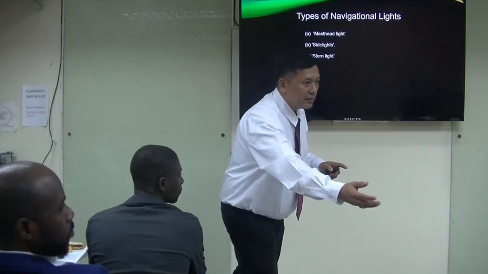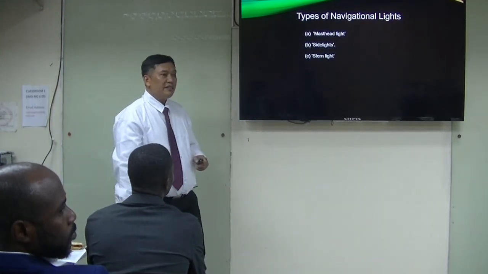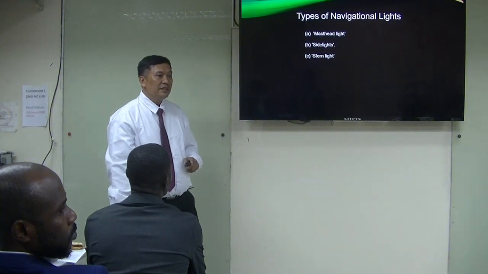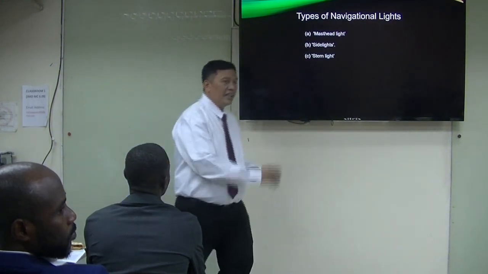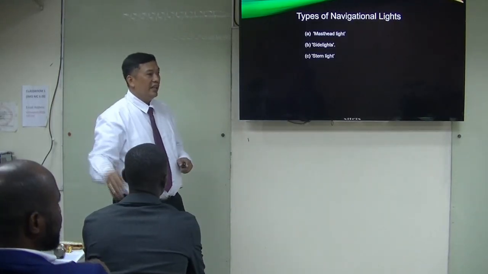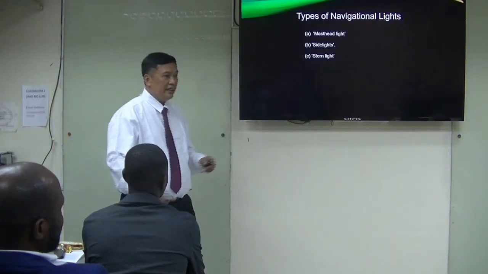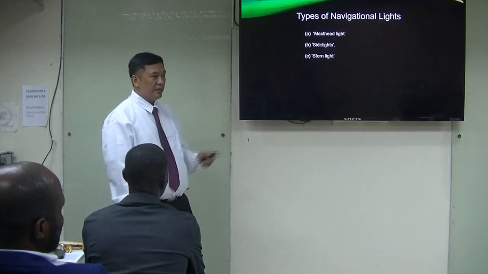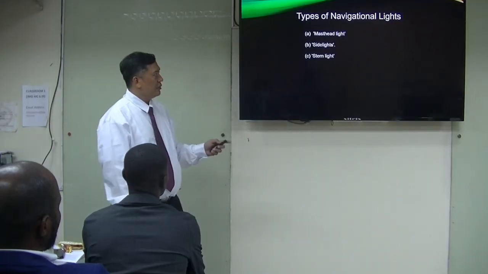Captain, can you tell about the stern light? Stern light is the light which is working on a stern. Stern light actually is placed on the stern part, and it has an arc of visibility of 135 degrees, and it is a white light. So you know already that these are all the navigational lights that we have.